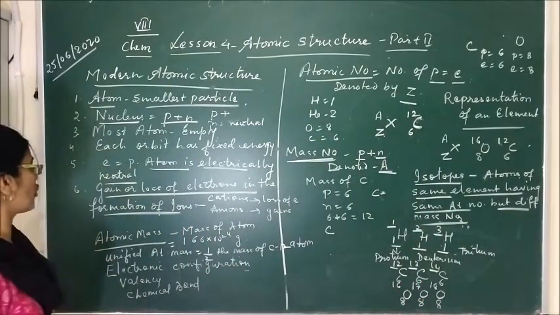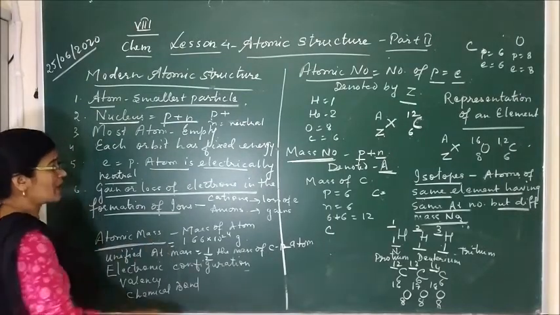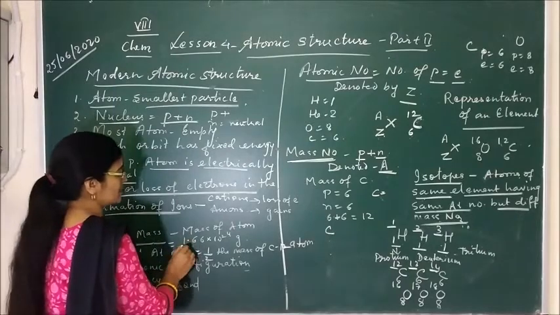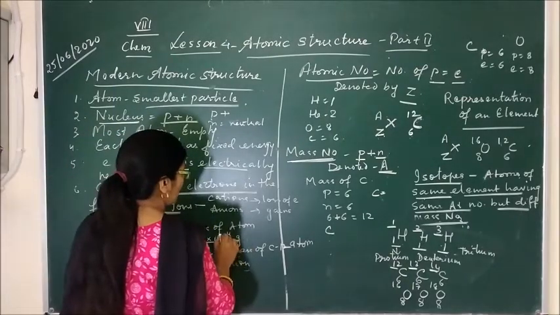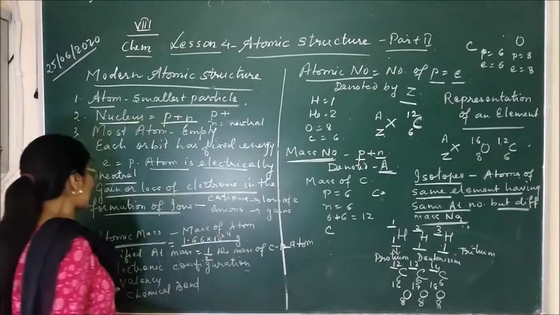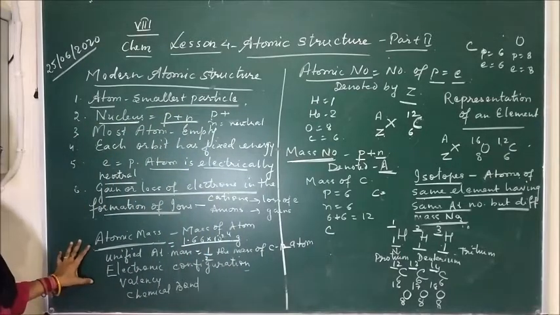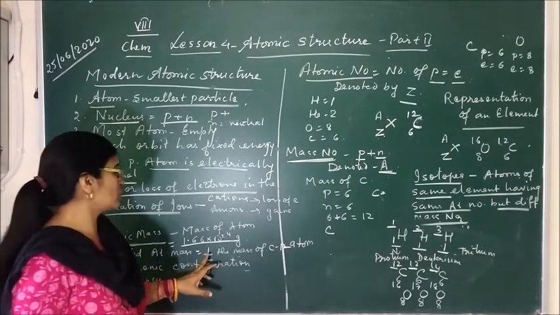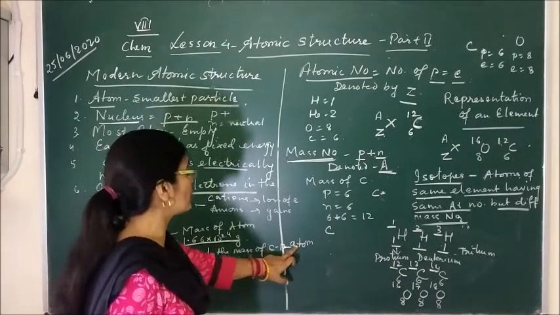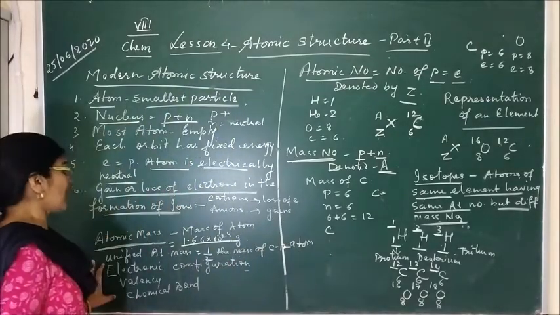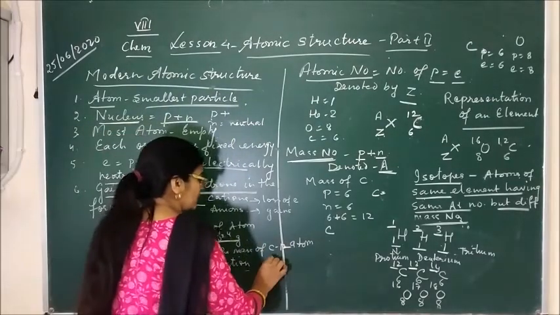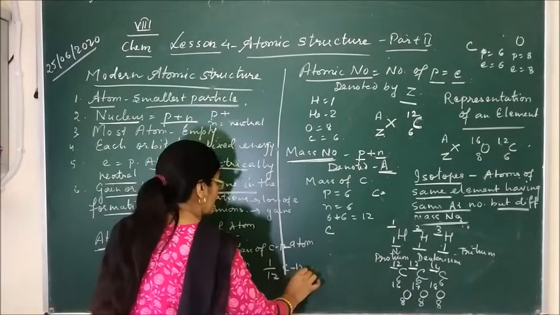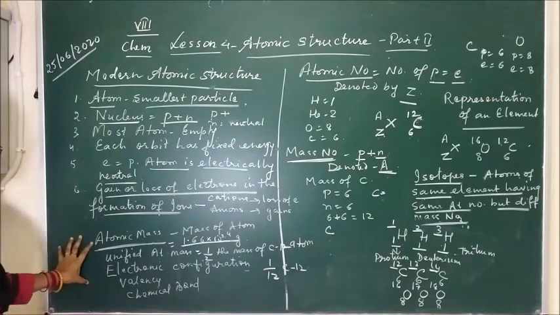Now I want to tell you about atomic mass. What is actually atomic mass? Any atom of any element has an atomic mass, measured in the unified atomic mass unit, that is 1.66 into 10 to the power minus 24 gram. If we calculate it for any element, it will be equal to 1/12 the mass of the carbon-12 atom. That is what is called the atomic mass.